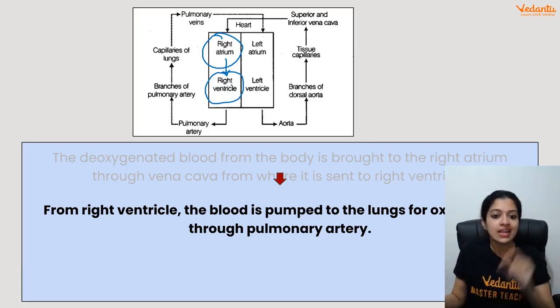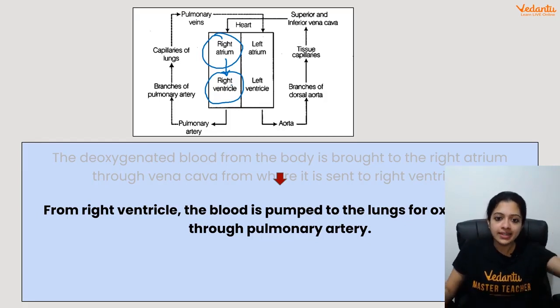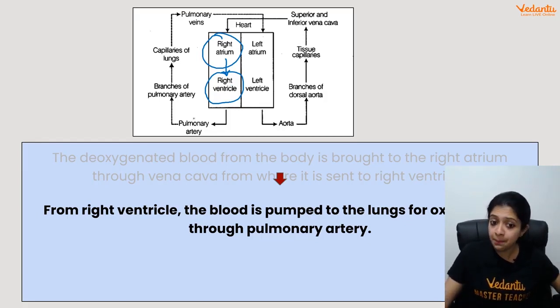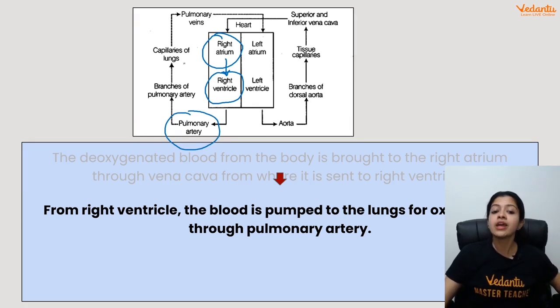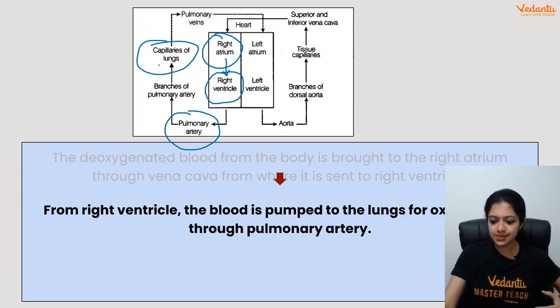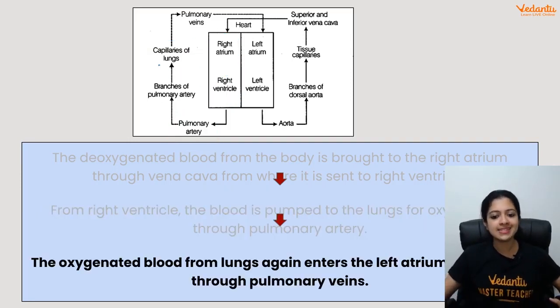Which are the lungs? So from the right ventricle, the deoxygenated blood is carried by the pulmonary artery to the lungs. To the lungs. So the lungs are able to oxygenate this blood, and what happens next?